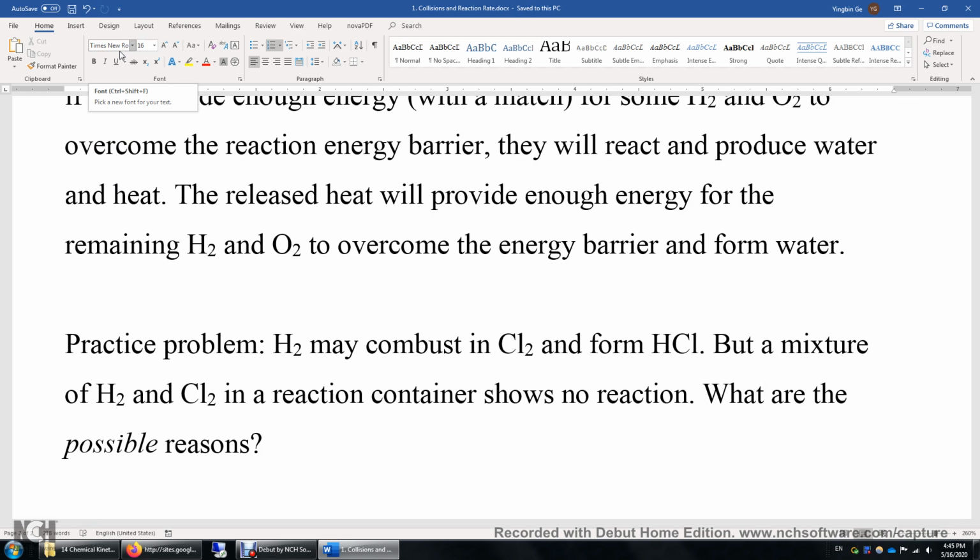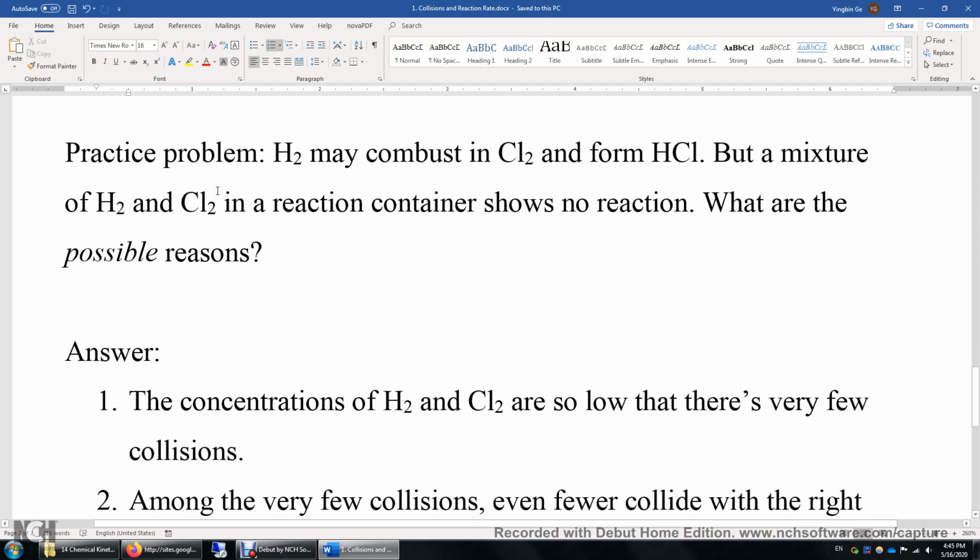Now let me ask you a question. Hydrogen may combust in chlorine and form HCl. But if we mix hydrogen and chlorine in a reaction container, there's no reaction. I'm wondering, what are the possible reasons? There are 3 of them. Number 1, maybe the concentrations of hydrogen and chlorine are so low that there are very few collisions. Again, if there's no collision, there's no reaction.